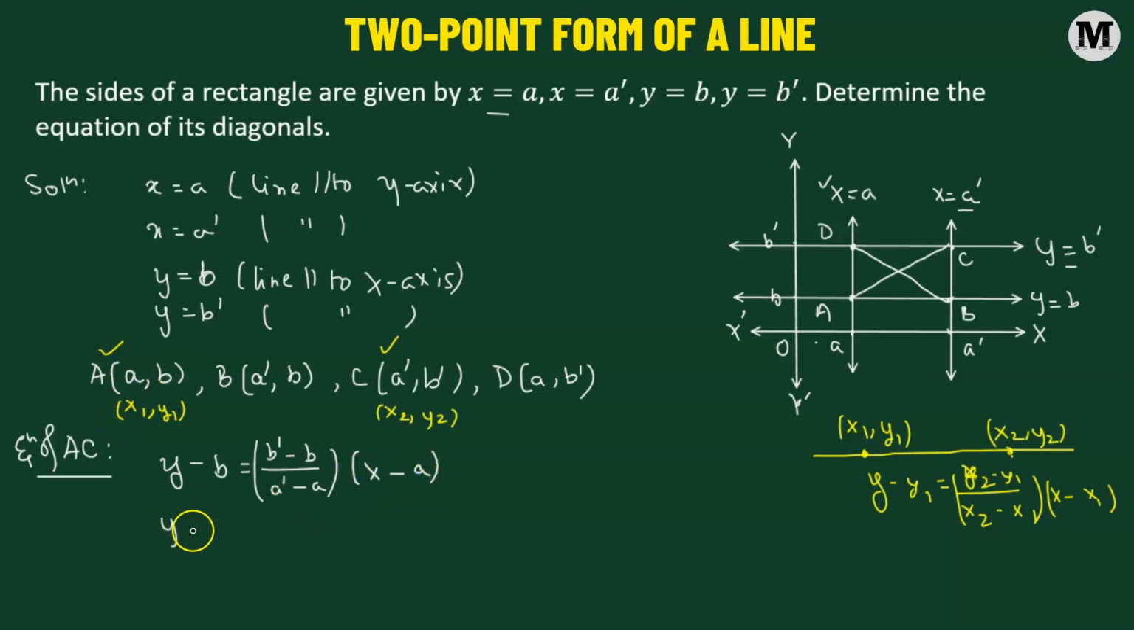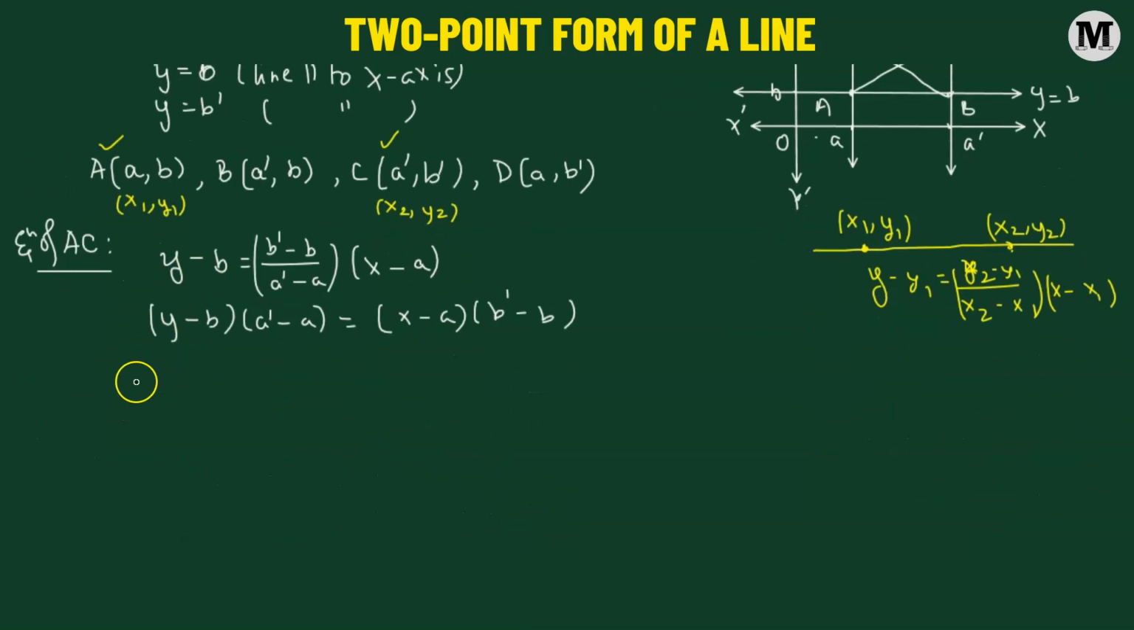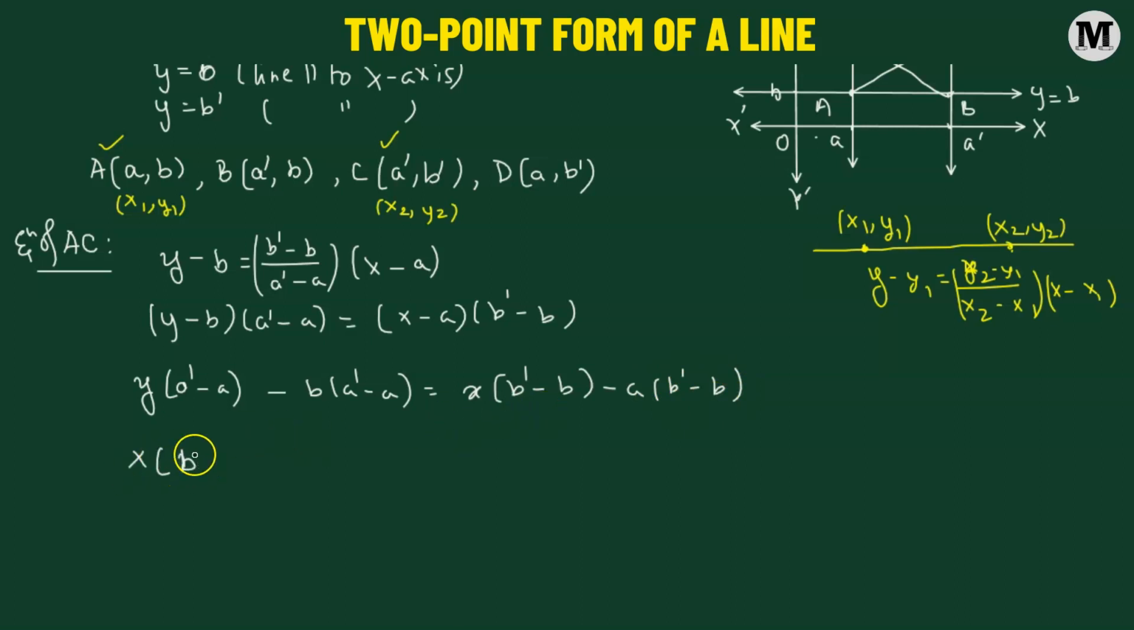Okay, now let's cross multiply y minus b with a prime minus a, and on the other side we have x minus a times b prime minus b. So we can further simplify this. So we're going to expand. So we have y times a prime minus a minus b times a prime minus a. And on the other side, we have x times b prime minus b minus a times b prime minus b.